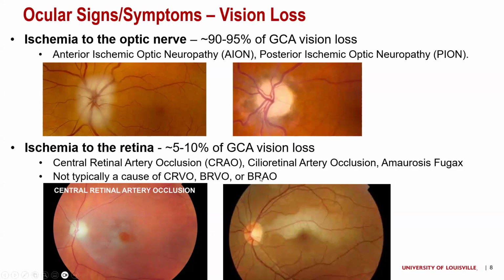And it's very unusual for it to actually cause a branch retinal artery occlusion. This is believed to be because the branch retinal arteries do not have a very prominent internal elastic lamina. The only one that does is the ciliary retinal artery, which is why that one's well described. Branch retinal artery occlusions are described in some case reports, but large studies show that it's actually very rare.